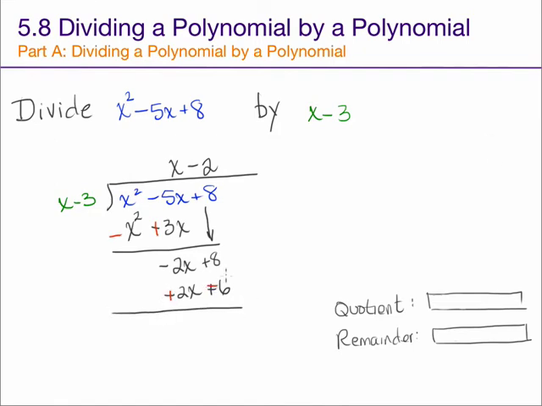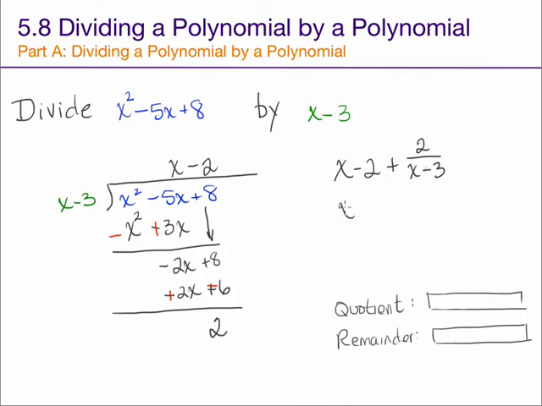Change the signs and add. Negative 2x plus 2x is 0. 8 plus negative 6 is 2. I would bring down another term, but I don't have one. That means I'm finished. So how do I write my answer? The quotient is x minus 2, and there's a remainder of 2. So I can write my answer like this.